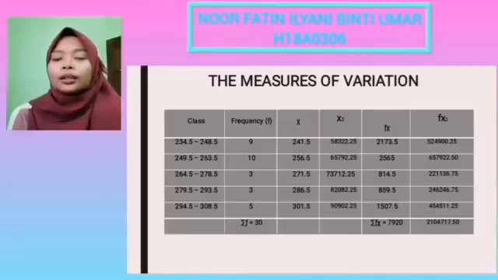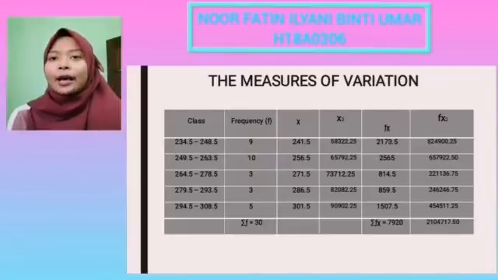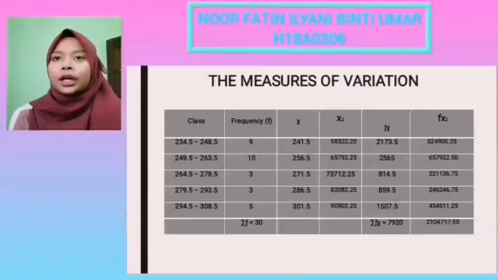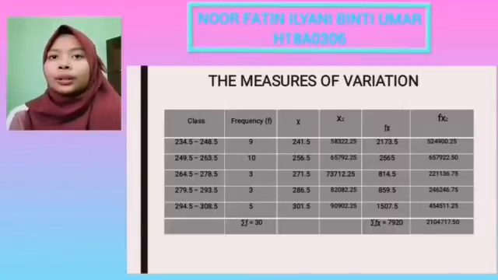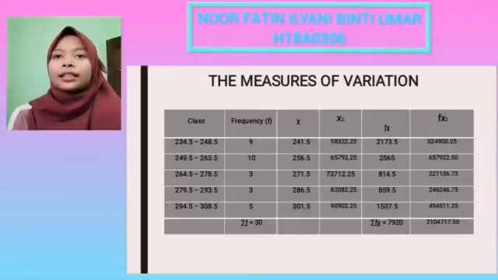Okay, for total fx, frequency f multiplied by midpoint x. For example, 9 multiplied by 241.5 equals 2173.5. Same, we total all and we get the answer, total fx equal to 2104717.50.